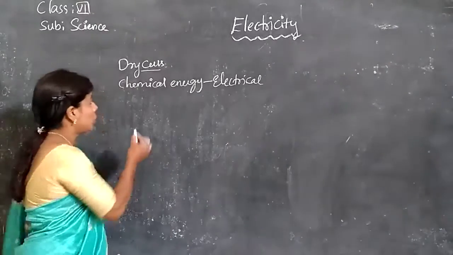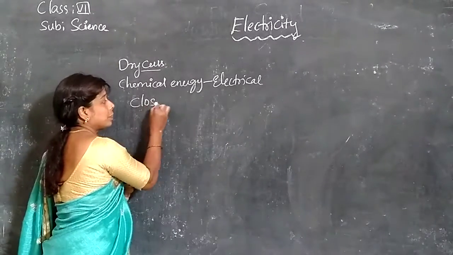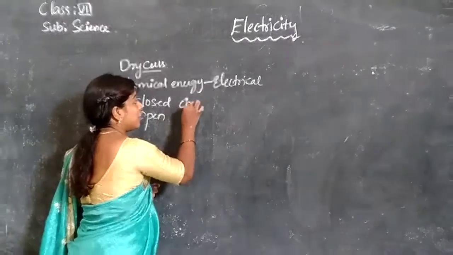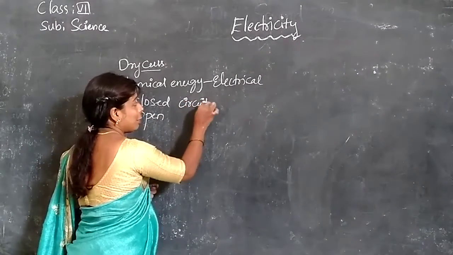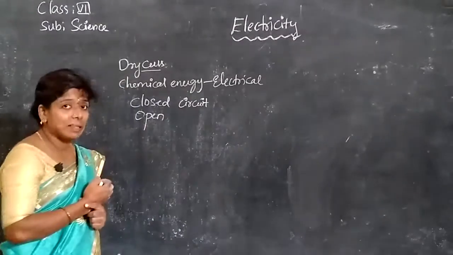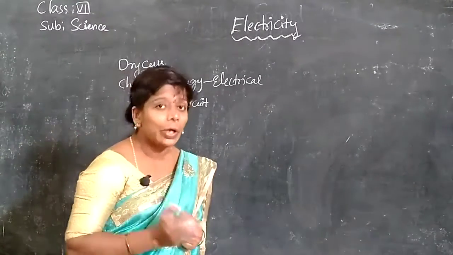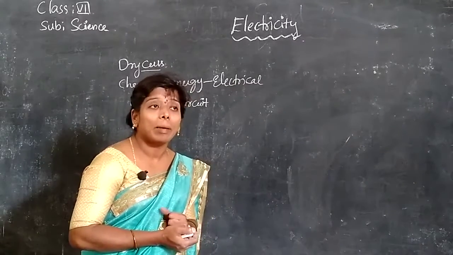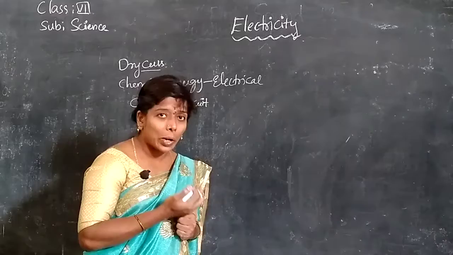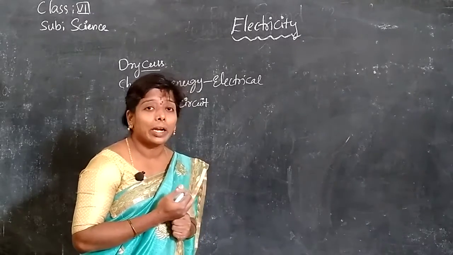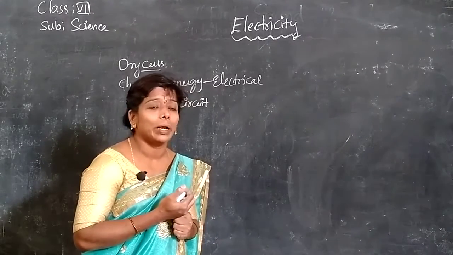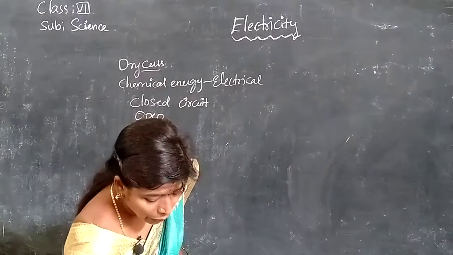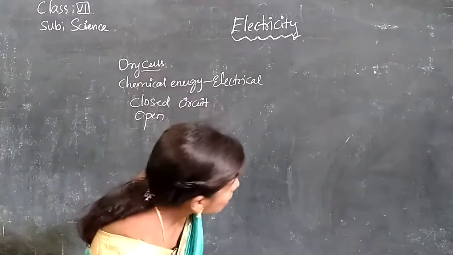And we have seen about a closed circuit and an open circuit. Where there is continuous flow, without any break, when the current is passing continuously through all the circuit, we will say it is a closed circuit. Where there is a breakage, suppose the wire is broken or the bulb is not connected properly, current will not pass through it. So we will say it is an open circuit.